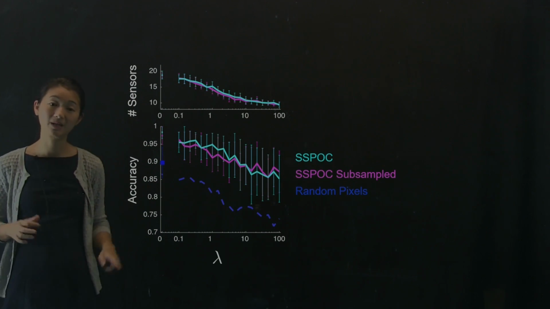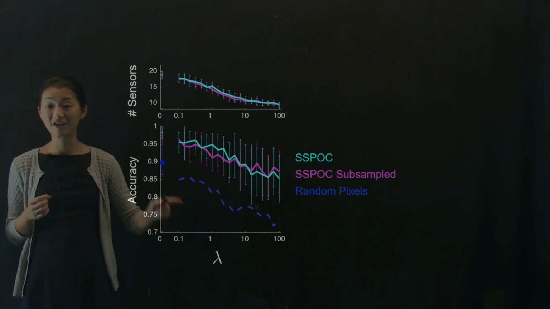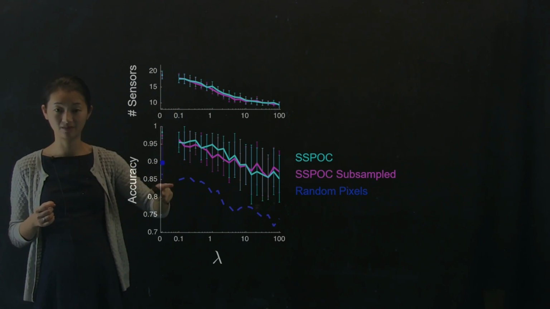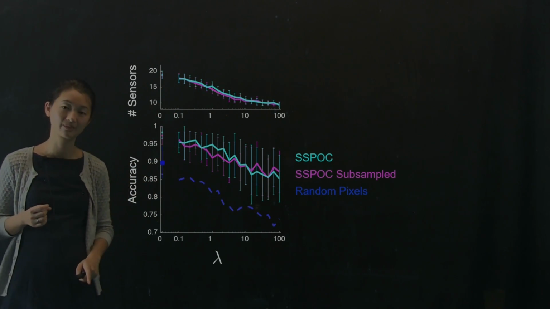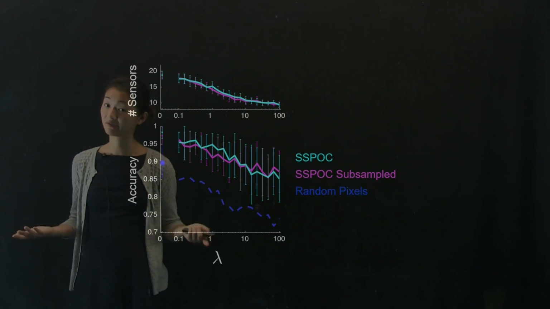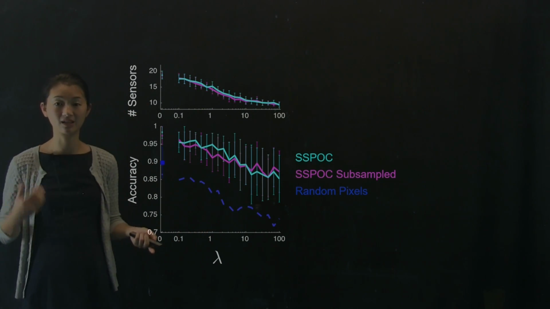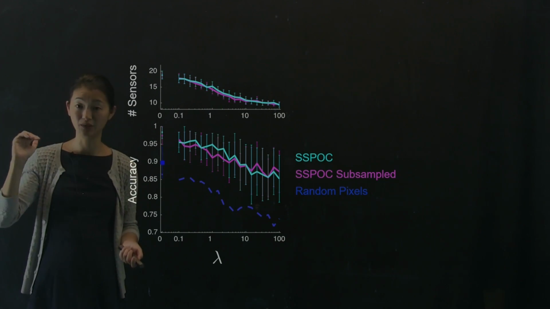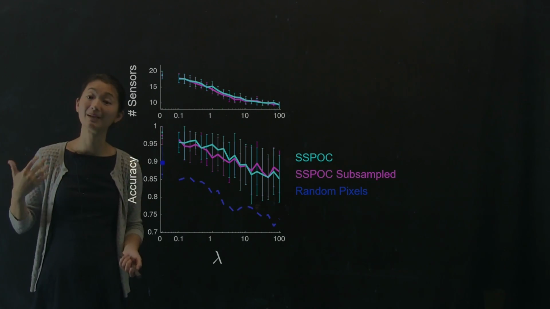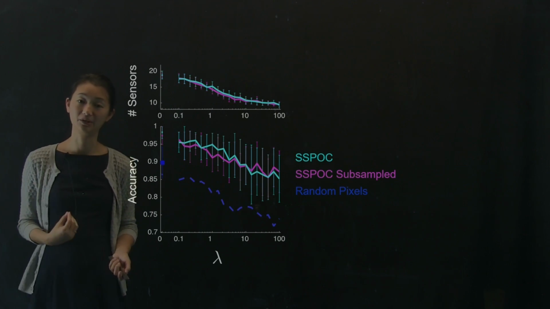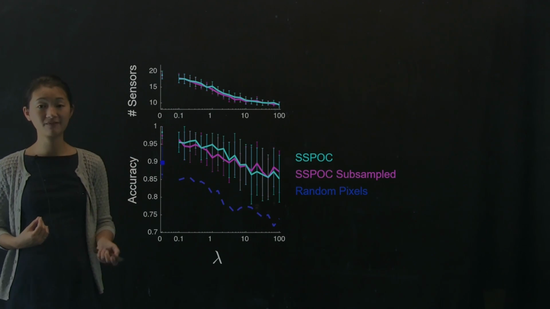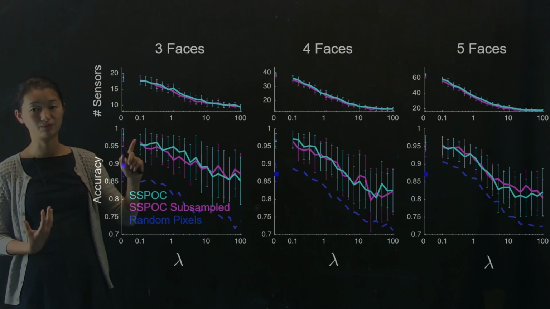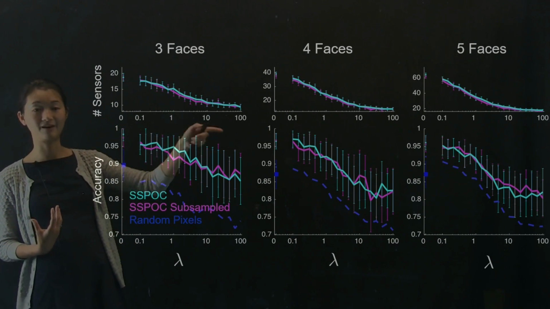In contrast, if you had picked random pixels of the matching number, so here if you had picked 18 pixels, that's what you would get by picking random pixels. Again, random pixels gets you well above chance. However, SPOC gives you that extra bit of performance by picking the key locations that are optimally placed to make that particular discrimination. So that was for 3 faces. I'm also going to show you similar results for discrimination between 4 faces and then 5 faces.